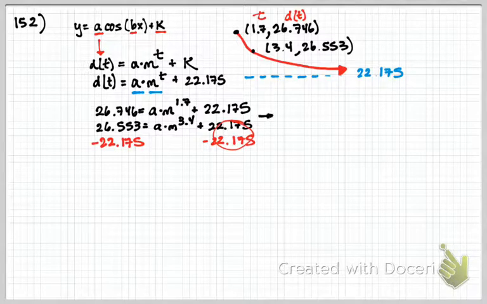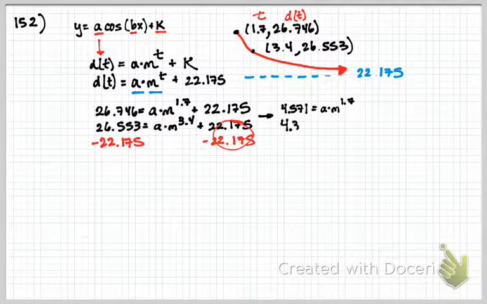And this will just give you a more simplified form. So when somebody has the top equation, let me know what those numbers are. 4.571 equals a times m to the 1.7. Do the same thing for the bottom. What's the bottom? 4.378 equals a times m to the 3.4.